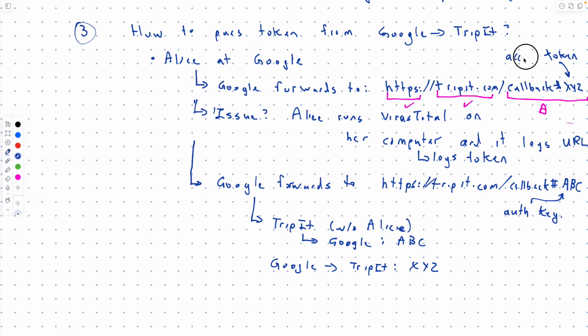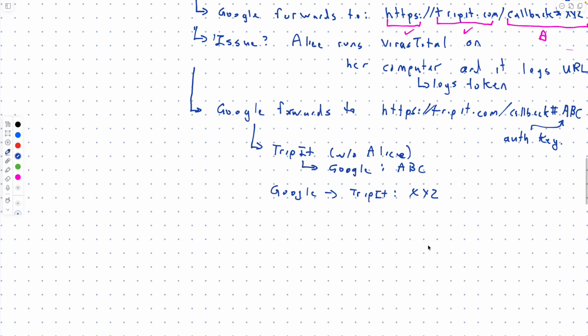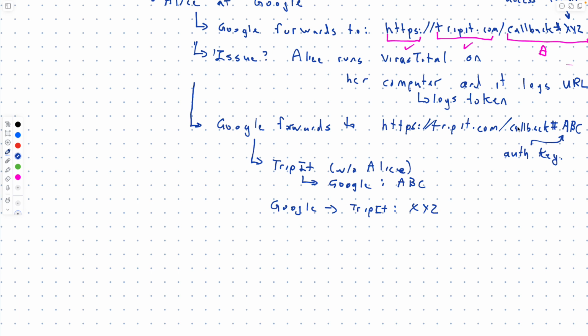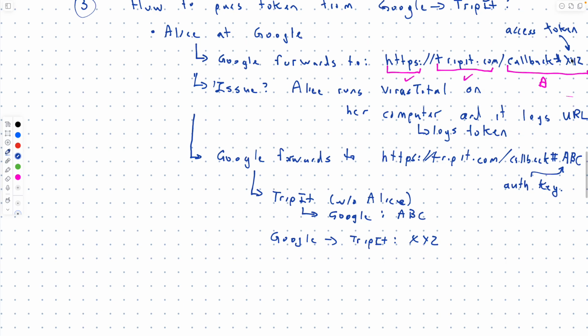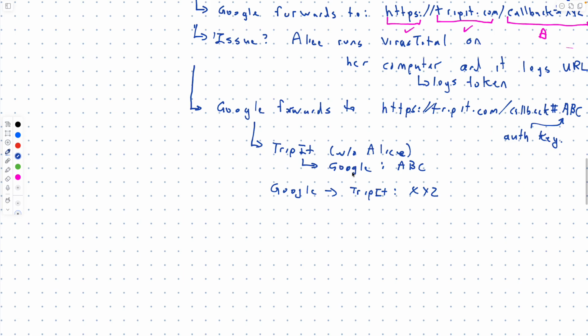Okay, I'll call this the access token. So it will ask for it, and then it will send it back. Now what if this gets logged? Right, it's ABC. Then what you can do is you don't have XYZ. That's what you need. But you could also go to TripIt and say, here's ABC, and then go to Google, and then Google will send you back XYZ.